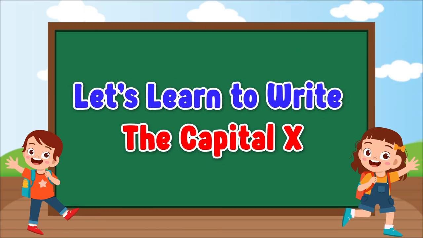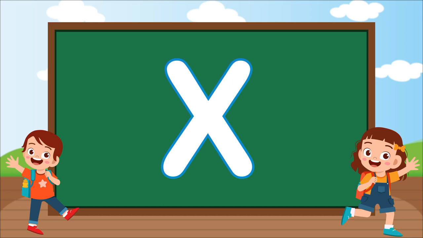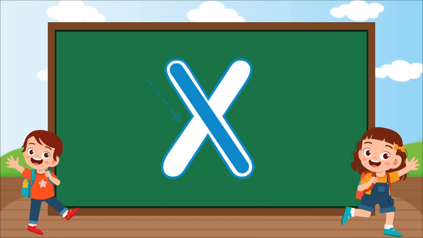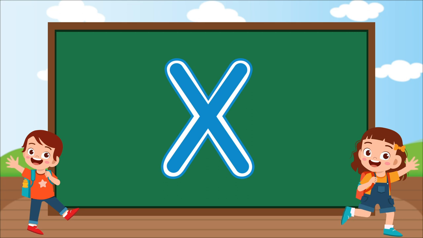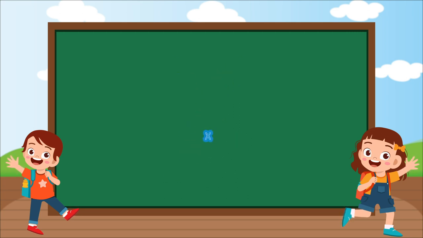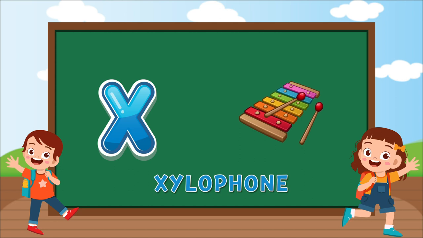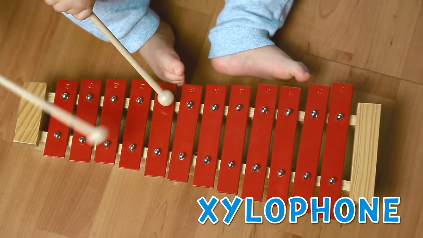Let's learn to write the capital X. First, we will draw a right slanting line downward. Then draw a left slanting line downward. X is for xylophone. Xylophone.